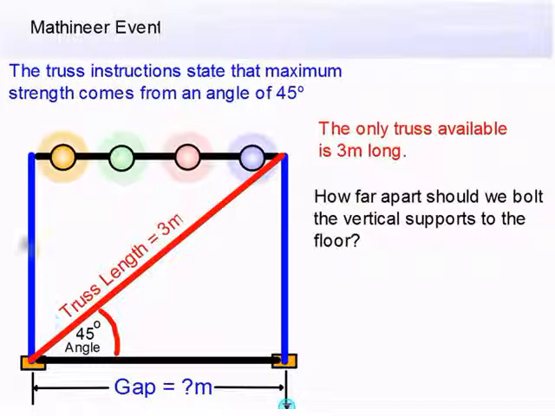We need to figure out how far apart to bolt our two blue support trusses, if you like. So we need to know this gap here. And if we start to label our triangle, if this is the angle, then this side here is opposite the angle, and this side here is adjacent to the angle. And we don't want to know how high this is. What we have been asked to find out is how far apart should we bolt these two vertical supports, which means how far is this gap here. So let's work it out.